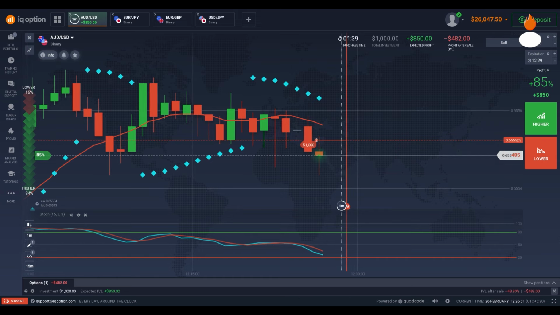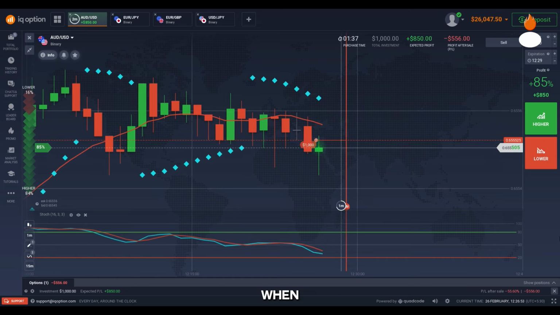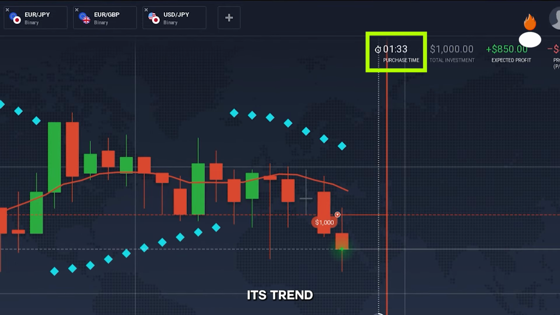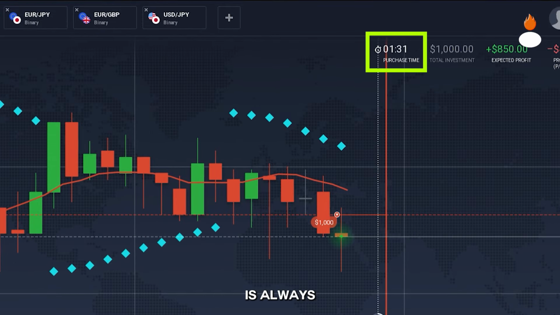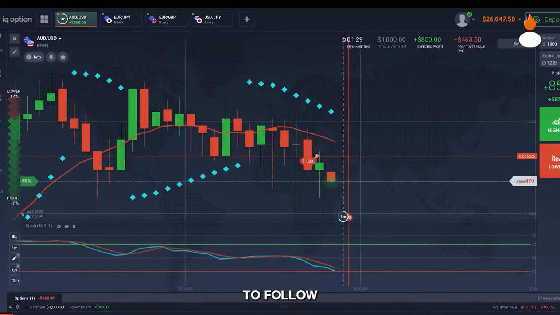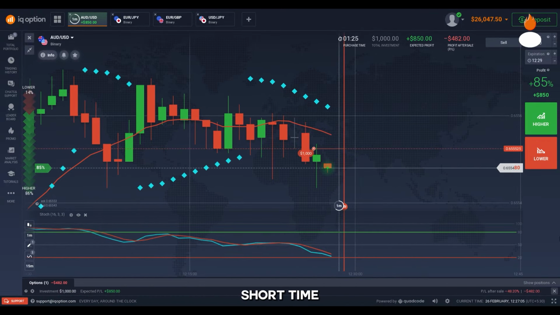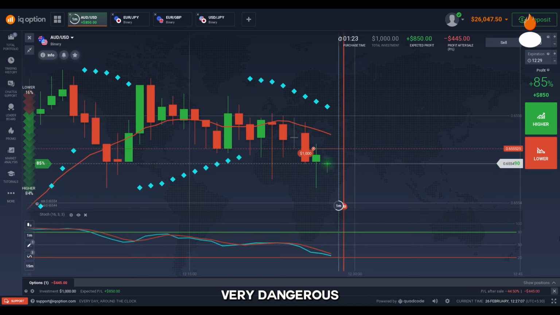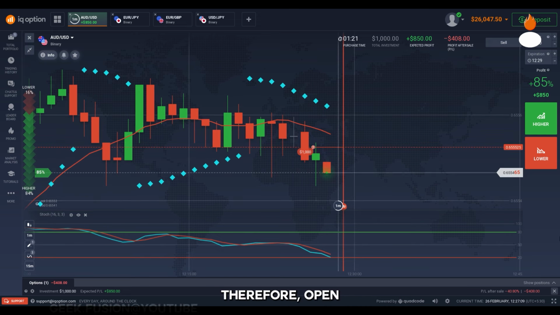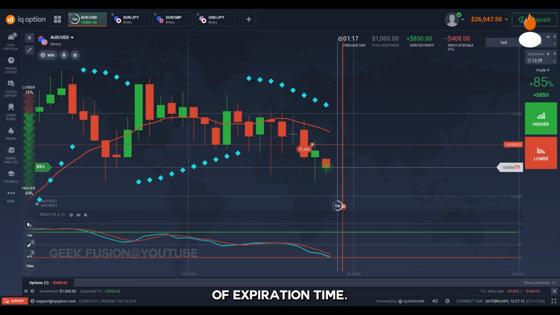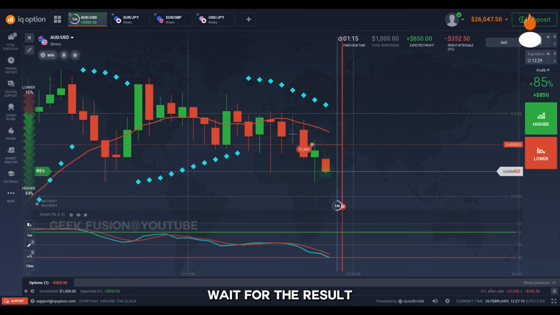Also, remember, when we open a trade, we need to give some time to the market to move in its trend. Because the market is always fluctuating, it's important to follow the current trend. So opening trades with very short time periods can be very dangerous for this strategy. Therefore, open a trade with at least 2 or 3 minutes of expiration time. Okay, let's wait for the result.